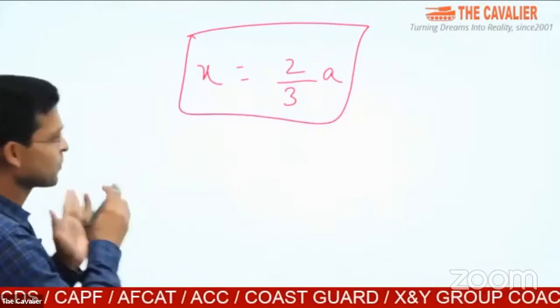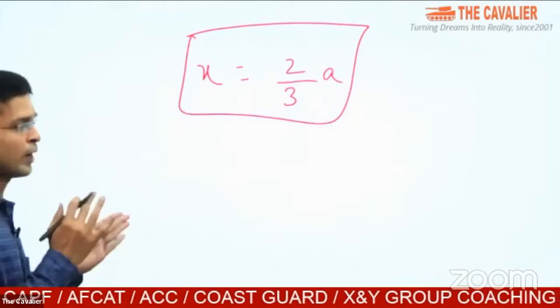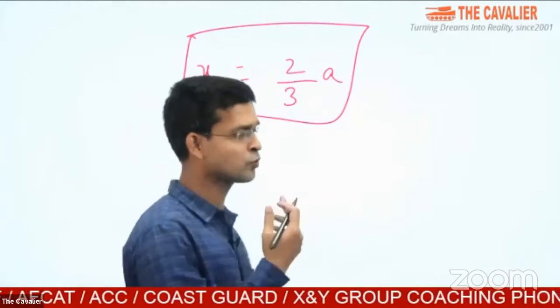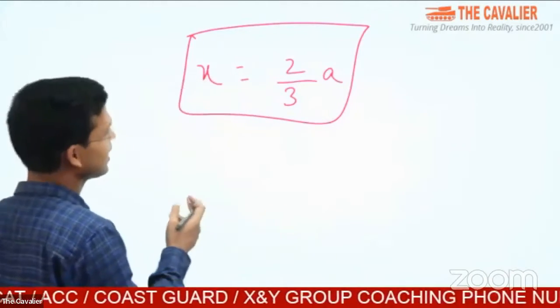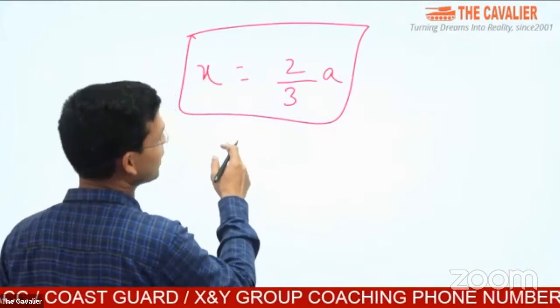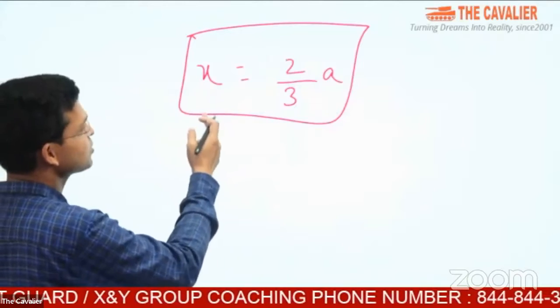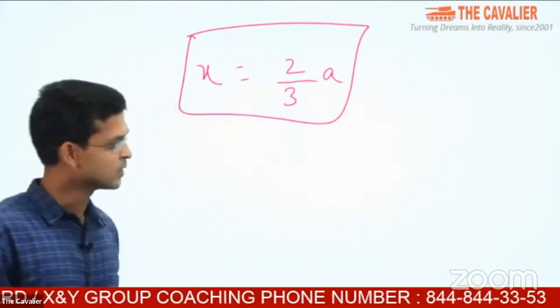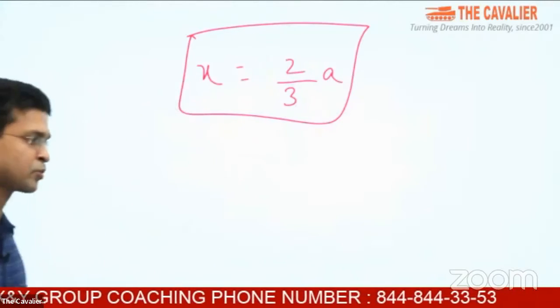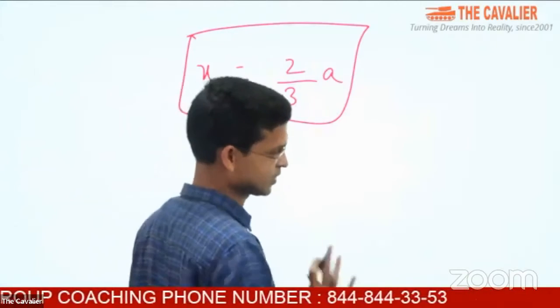This is the basic concept of point of zero intensity. How to find the zero intensity? x equals 2 by 3 A, and this is the distance from the charge 4E. Okay? This is the basic concept of the electric field intensity.